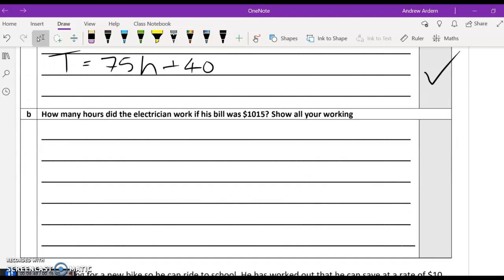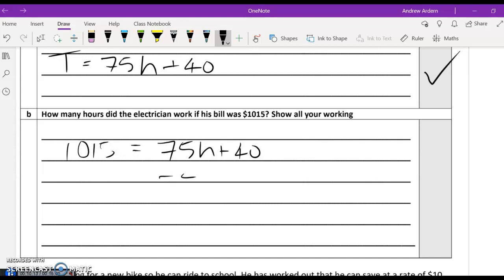How many hours did the electrician work if his bill was $1,015? Sophia. 1015 must equal 75h plus 40. Write the equation. Now go about solving it.